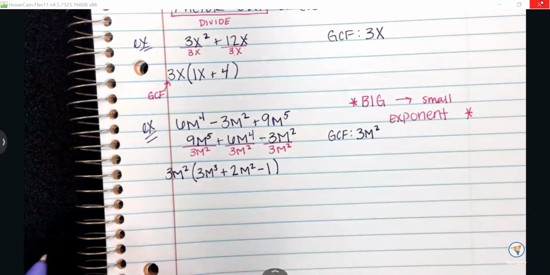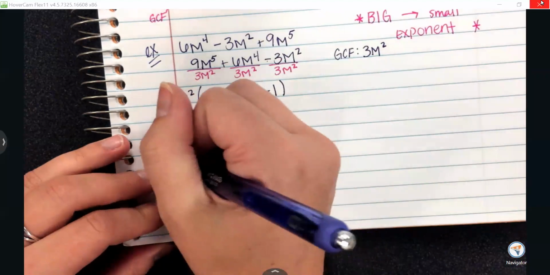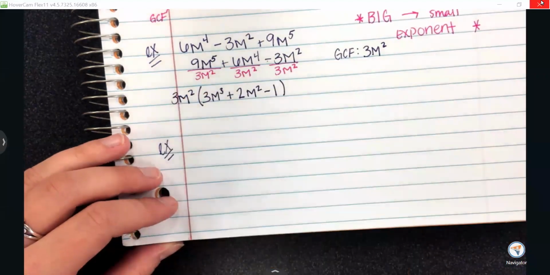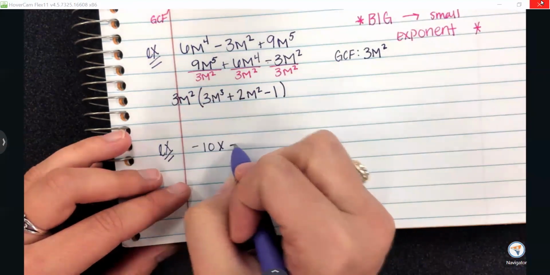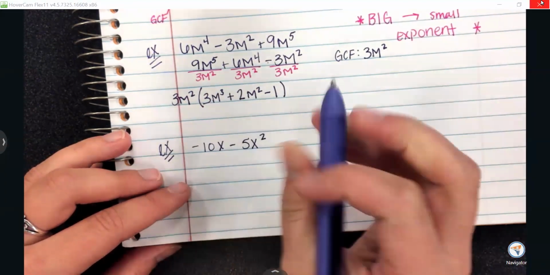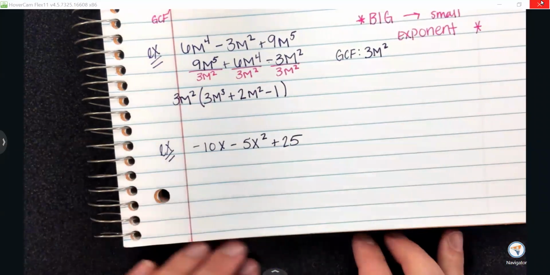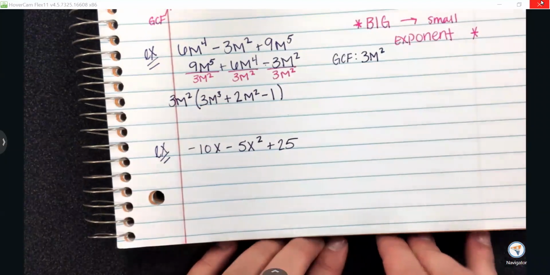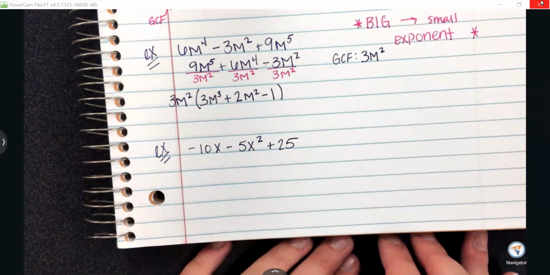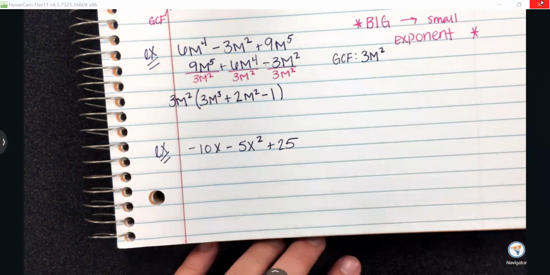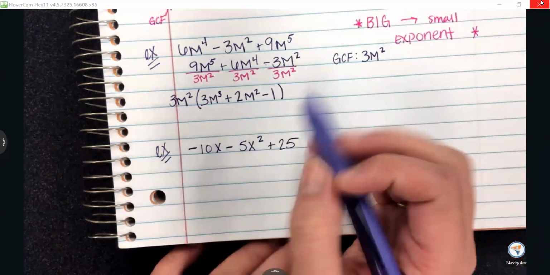Questions? We're going to do one more problem. All right, so last one, then we're going to try some on our own. Negative 10x minus 5x squared plus 25. Can I start this problem how it is? No, take 10 seconds and write it correctly on your paper.